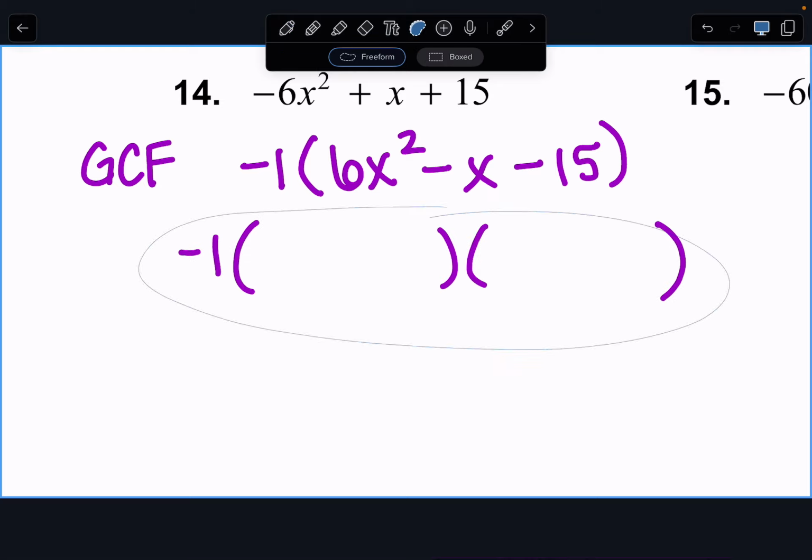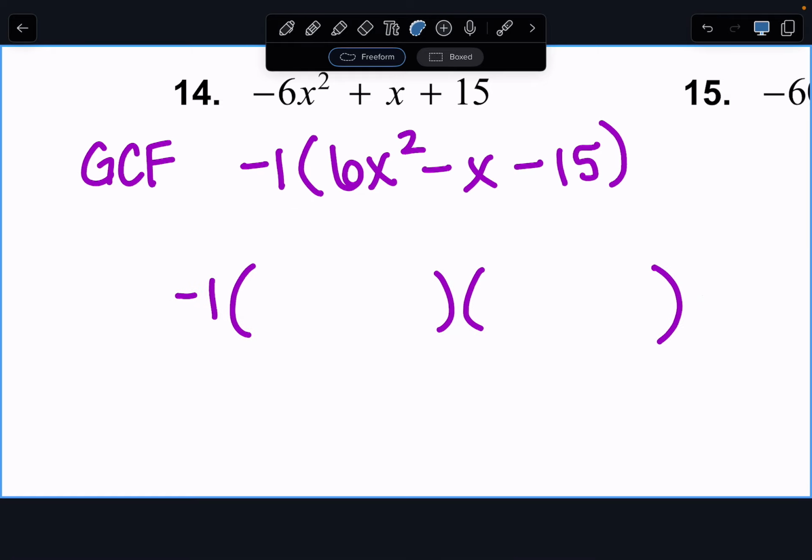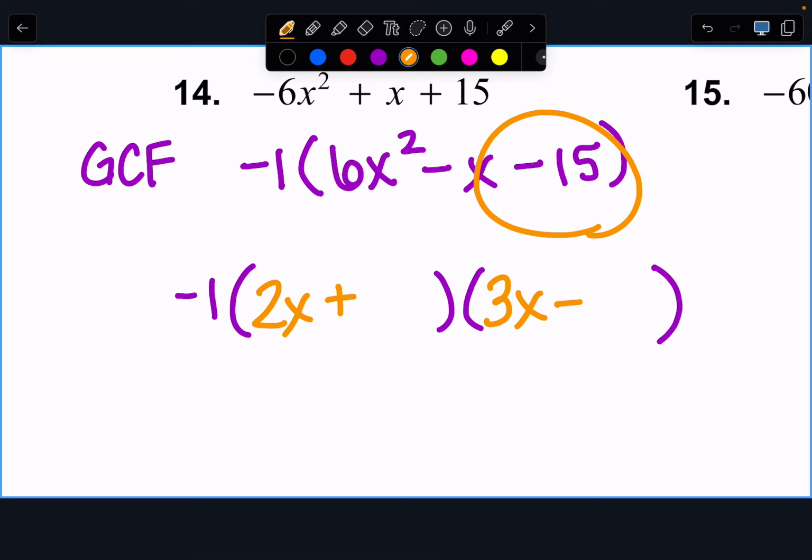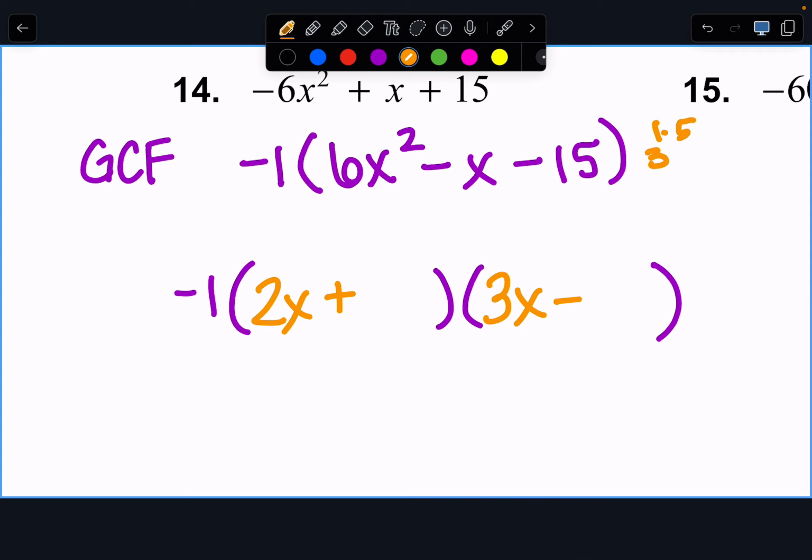Okay, so let's process through this together. What do you want to try first for our 6x squared? Let's try 2x and 3x. Okay. We know that one needs to be positive and one needs to be negative if we have this negative 15. So I know that 15 is 1 times 15 or 3 times 5. Right? Okay. So let's try 3 times 5.